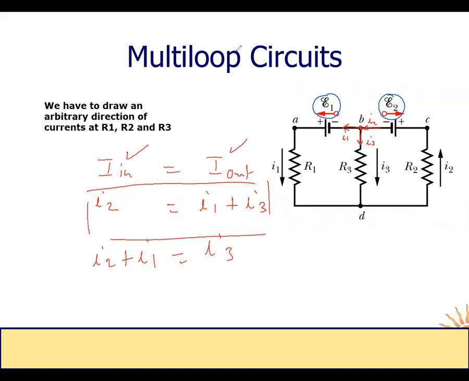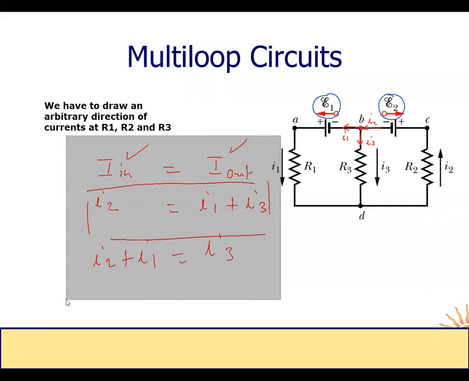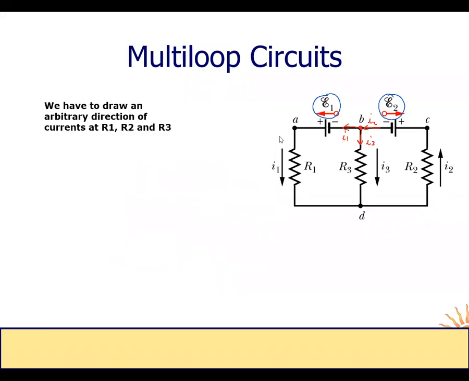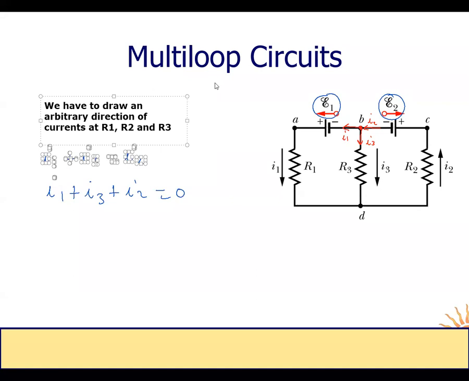Okay, so at this node, we can apply Kirchhoff's rule. Here we have I1 out plus I3 equals I2. So I1 plus I3 minus I2 equals 0. This is the first equation.